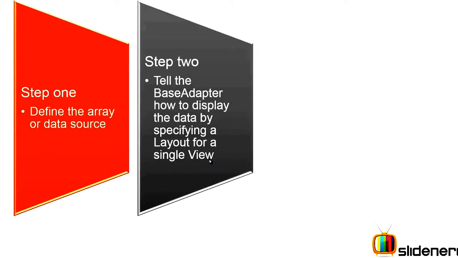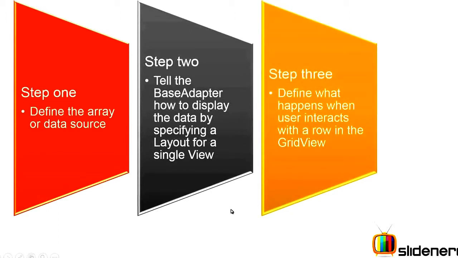Now that can be a simple object like a text view, or it can be a compound object like a relative layout. So you have to exactly specify how that layout should appear. Then step 3, define what happens when the user interacts with a row in the grid view. That means what do you do when someone clicks on something inside your grid view, alright?